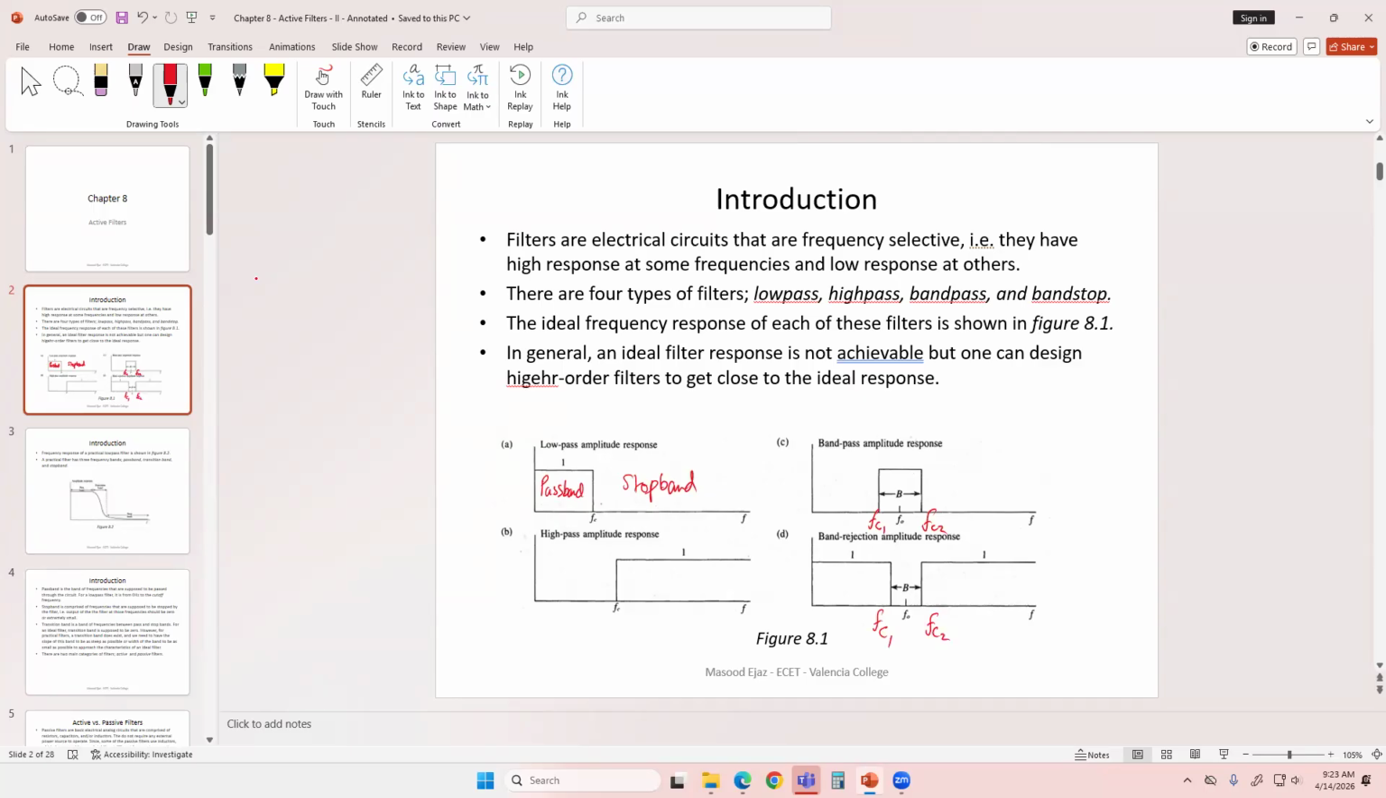It is pretty much impossible to create ideal filters. And there was a reason that I discussed with you.